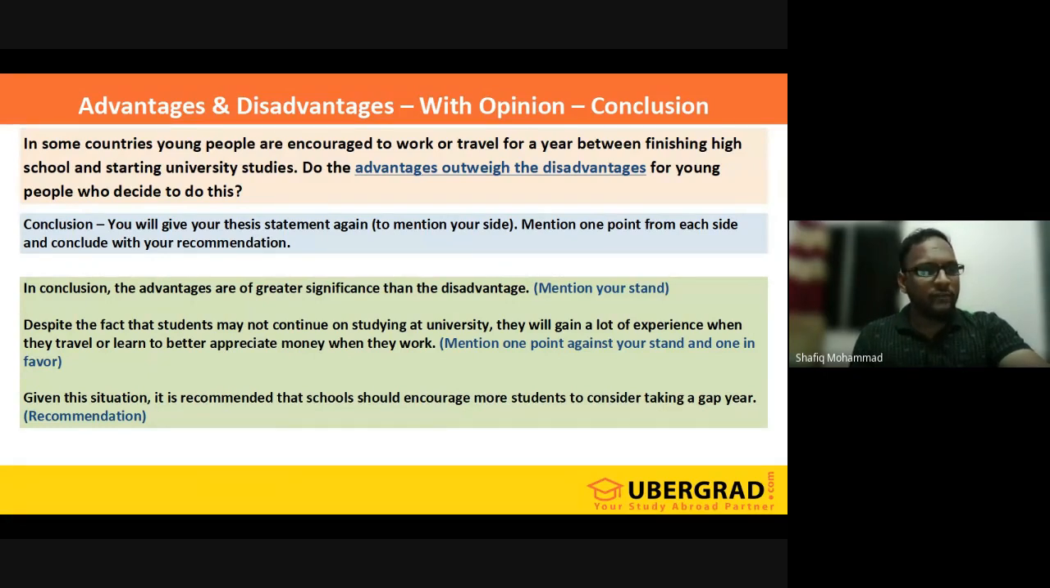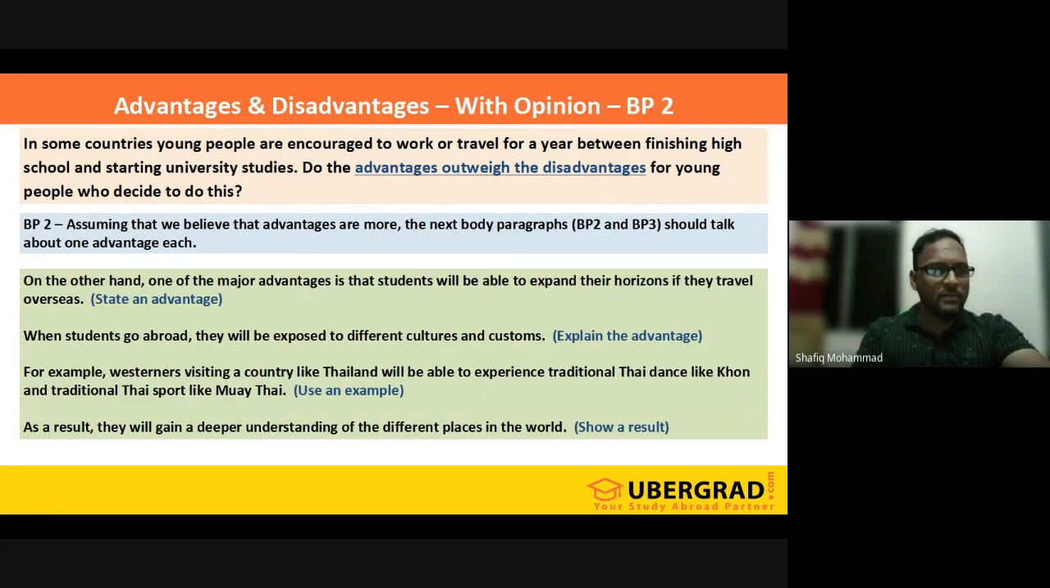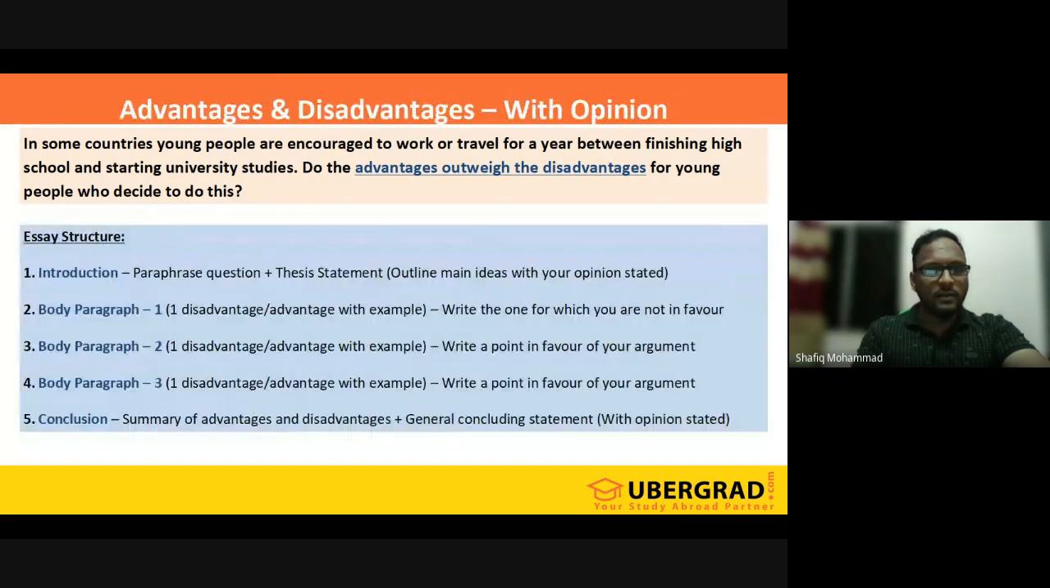Any common template for all types of questions? Yes, this is the common template. The structure is the common template: introduction, paraphrasing the question, thesis statement, outline. Then body paragraph 1, advantage or disadvantage with example and result. Then body paragraph 2, advantage or disadvantage with example and result. If you're writing body paragraph 3, then the same thing. Then conclusion. Just follow this.